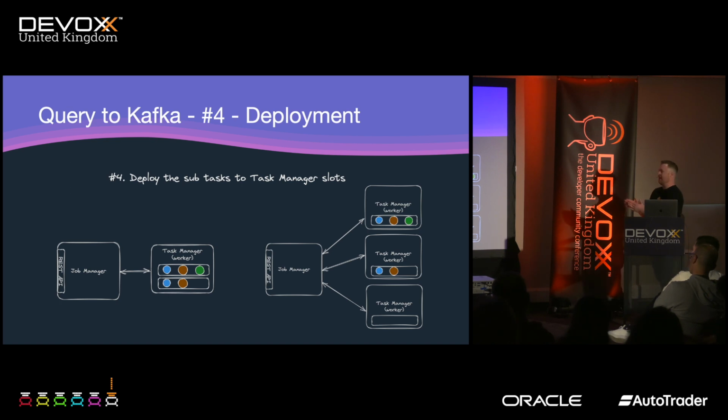So just to illustrate that it's quite flexible how you do this, on the left we've got a single task manager with 2 slots. You can see the job is deployed to those 2 slots. And on the right we've actually got 3 task managers. Each of them has got 1 slot, and task manager 1 has taken one vertical slice, and task manager 2 has taken the other vertical slice. And the third one is idle.